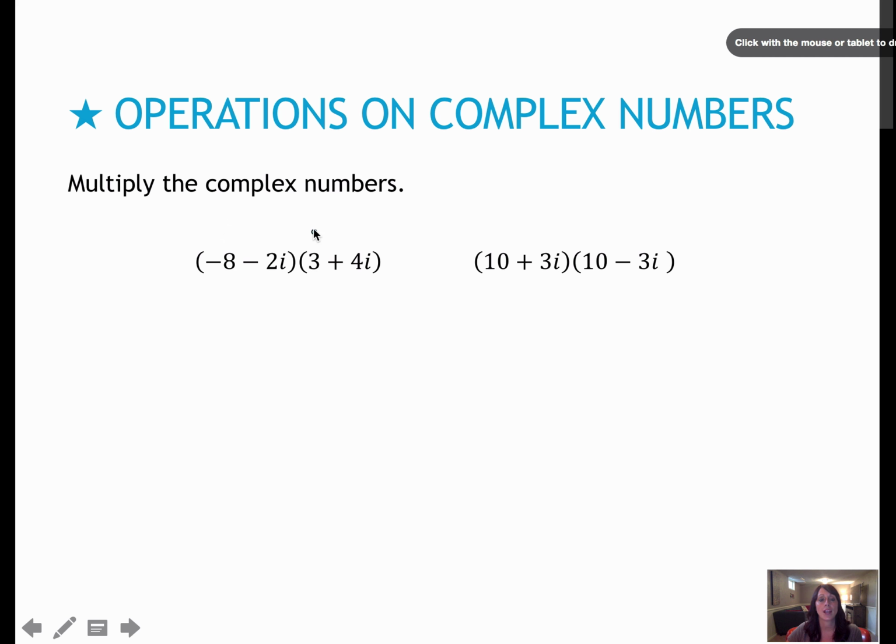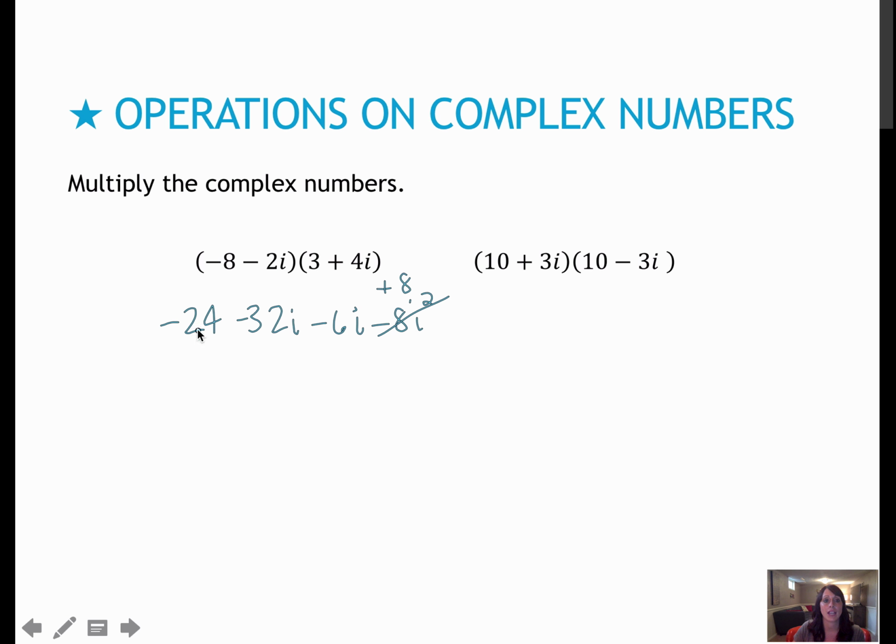For the first, again, I'm going to FOIL, so that's negative 24 minus 32i minus 6i minus 8i squared. Be very careful, a lot of people forget that i squared. The i squared turns into negative 1, which turns that minus 8i into plus 8. So now I'm going to take negative 24 plus 8, which is minus 16. And then negative 32i minus 6i gives me negative 38i.